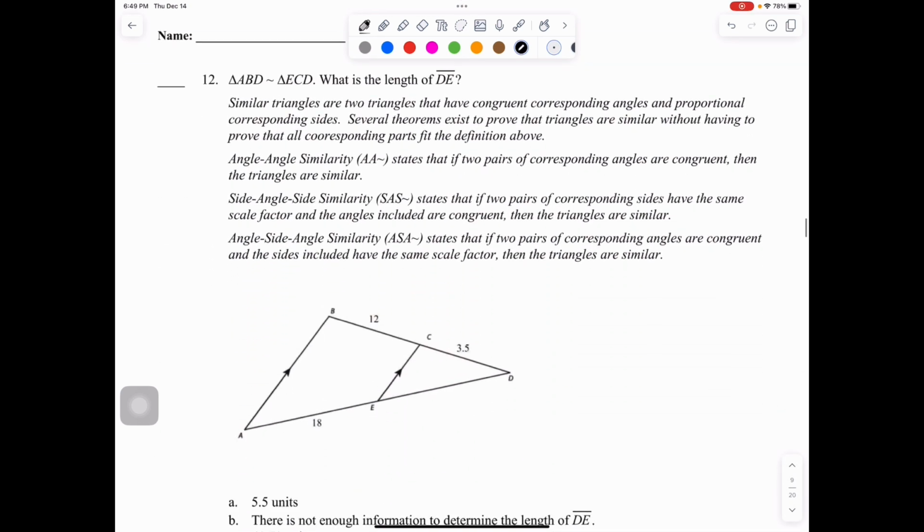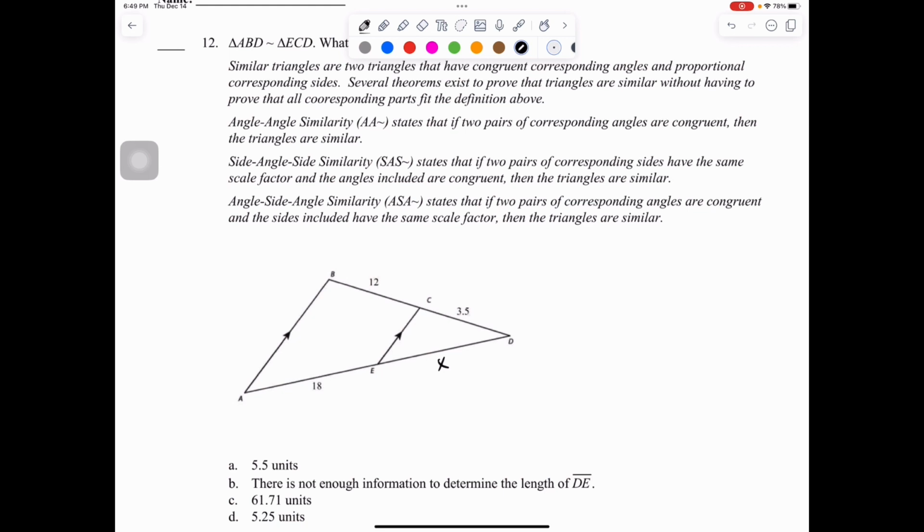All right, for number 12, triangle ABD is similar to triangle ECD. What is the length of DE? Well, let's just go ahead and put an X right here. Now, we can again do proportions, or we can do scale factor. Just to let you know, we can do it either one of two ways. We'll go ahead and set up our proportions. So DE here is going to correspond with EA. So we're going to take X and put it over 18 when we set this up.